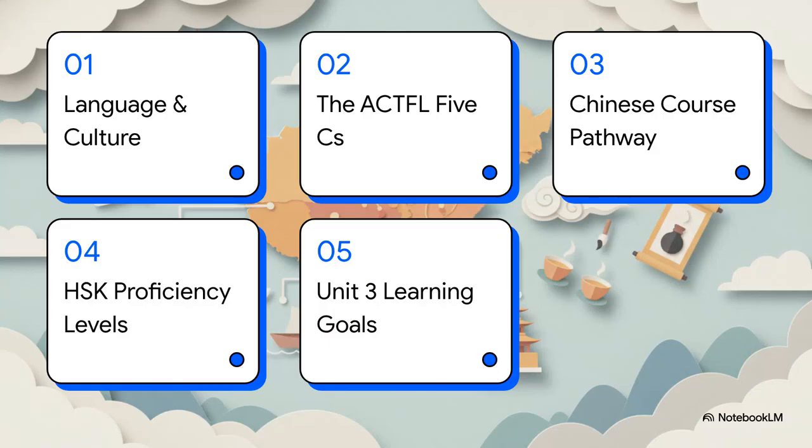Okay, let's dive into this roadmap for today so you know exactly what milestones we're hitting. We've got 5 stops. 1. Connecting language and culture. 2. The ACTFL 5 Cs. 3. Your Chinese course pathway. 4. The HSK proficiency levels. And 5. Your Unit 3 learning goals.